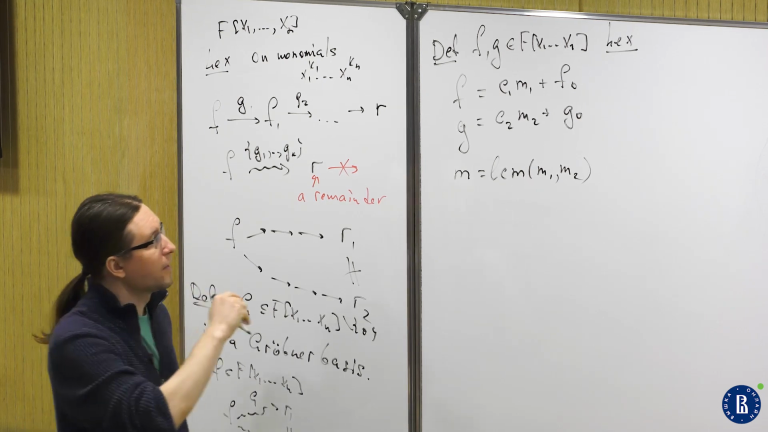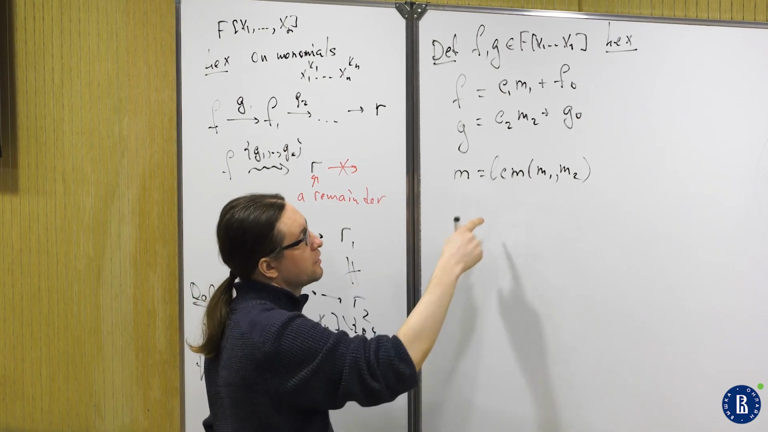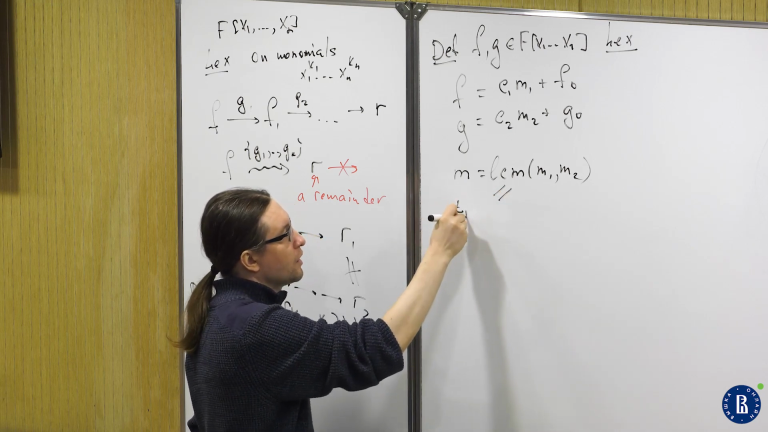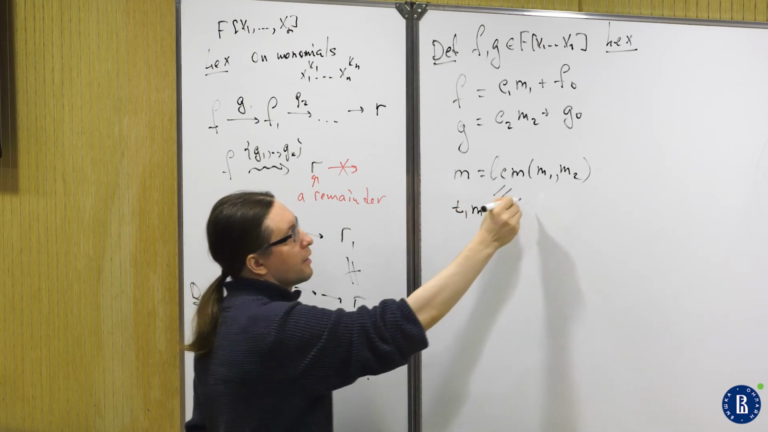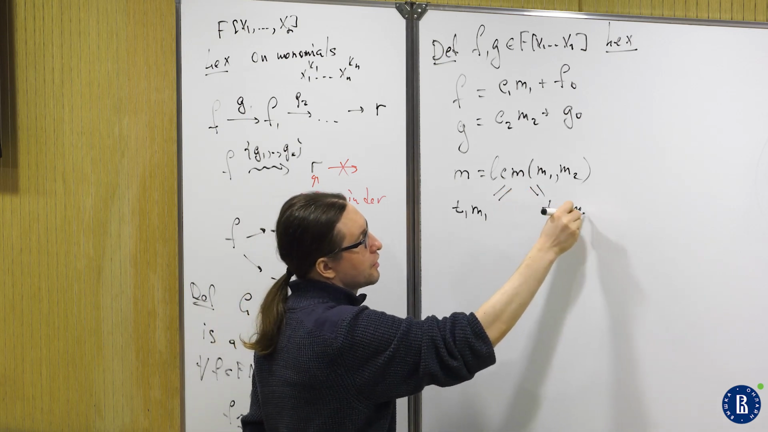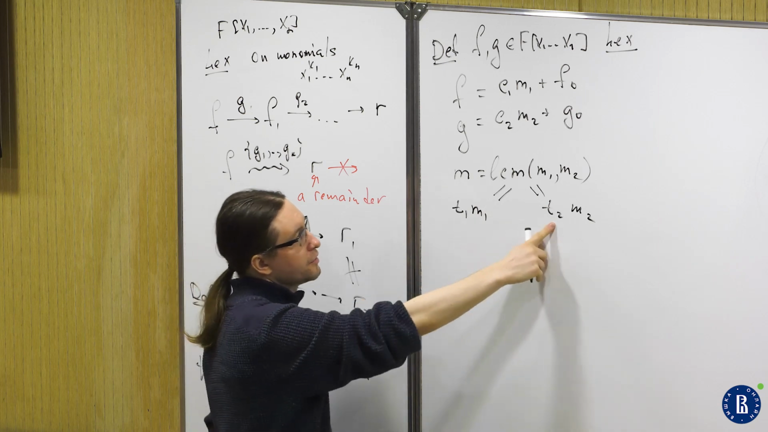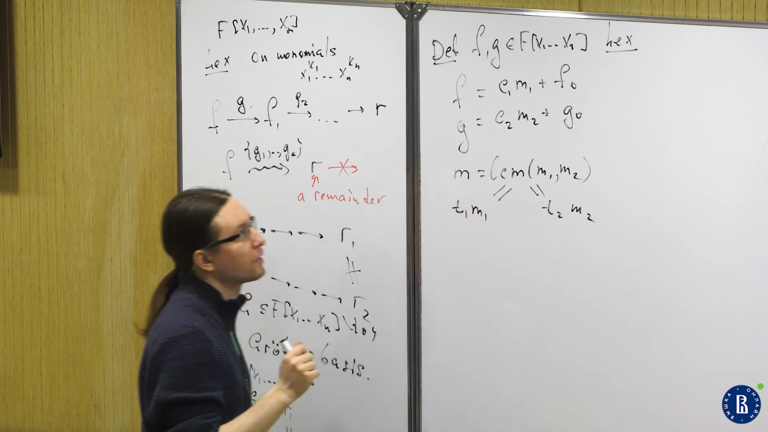Now, since this is the least common multiple, we can represent it as the product of T1 and m1 and as the product of T2 and m2. So basically, T1 is m over m1 and T2 is m over m2.